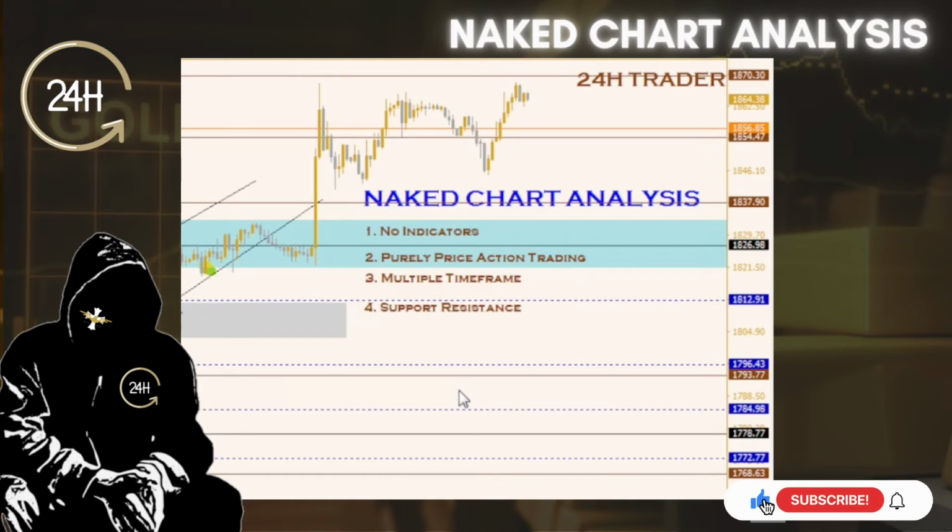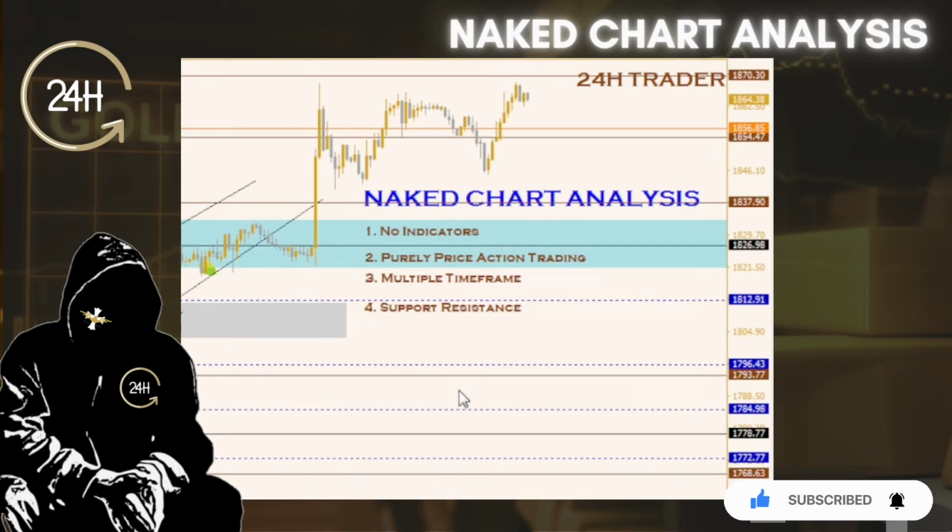For new subscribers, if this is the first time you watch my video, let me elaborate. The black lines are the support and resistance from the monthly time frame. The brown lines are the support and resistance from the daily time frame.